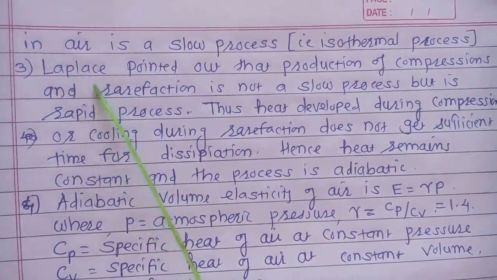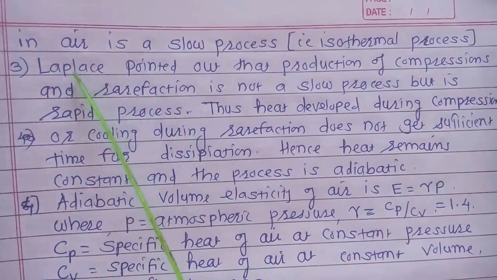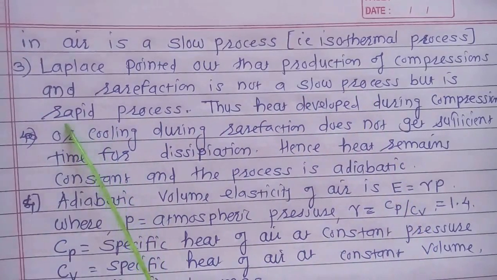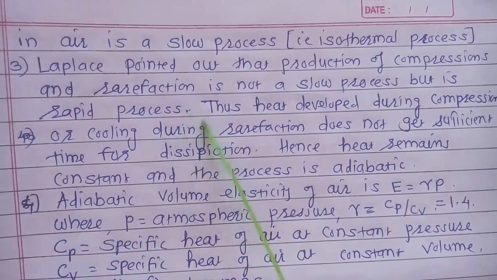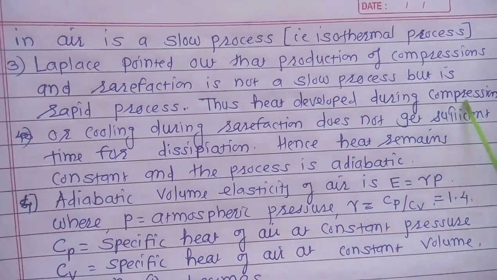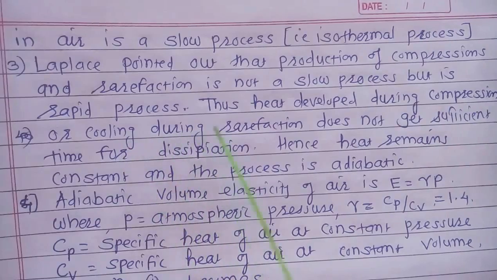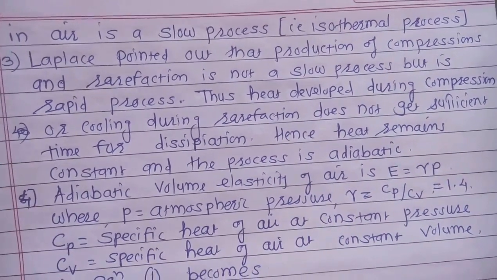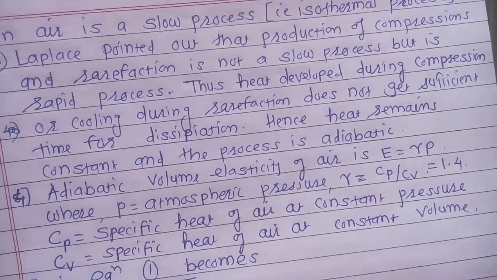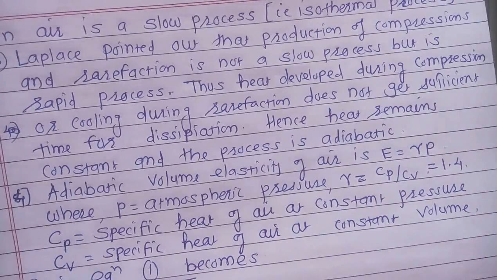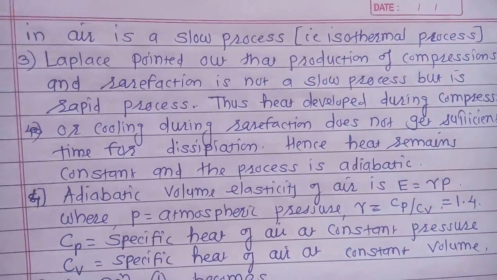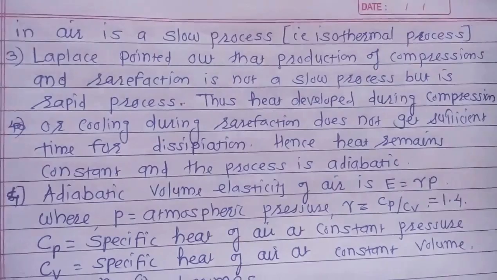But Laplace, he is a scientist, त्याने काय सांगितलं, he pointed out that the production or formation of compression and rarefaction is not a slow process, but it is a fast process or rapid process. त्यामुळे काय होतं मग, thus the heat developed during the compression or the cooling that takes place at the rarefaction does not get sufficient time for dissipation. त्यामुळे हे फास्ट प्रोसेस असल्यामुळे जी काही हीट प्रोड्यूस होत असते किंवा डेव्हलप होत असते ॲट कॉम्प्रेशन, it does not get sufficient time to pass away, and therefore the heat remains constant. And the process in which the heat remains constant is called as the adiabatic process.